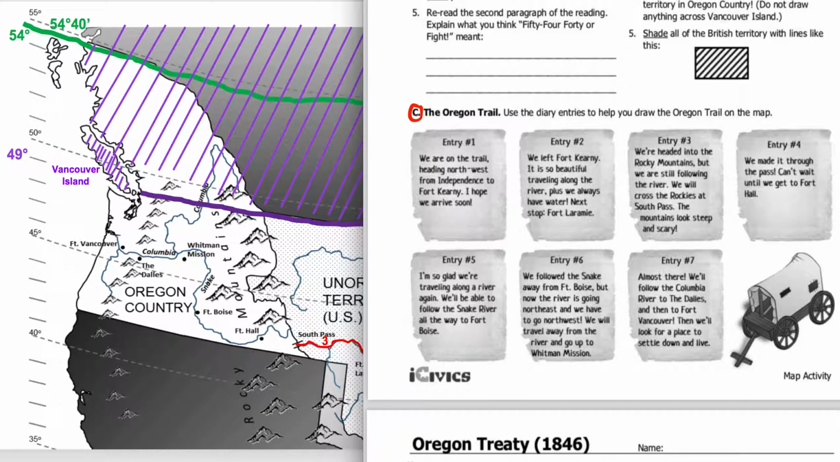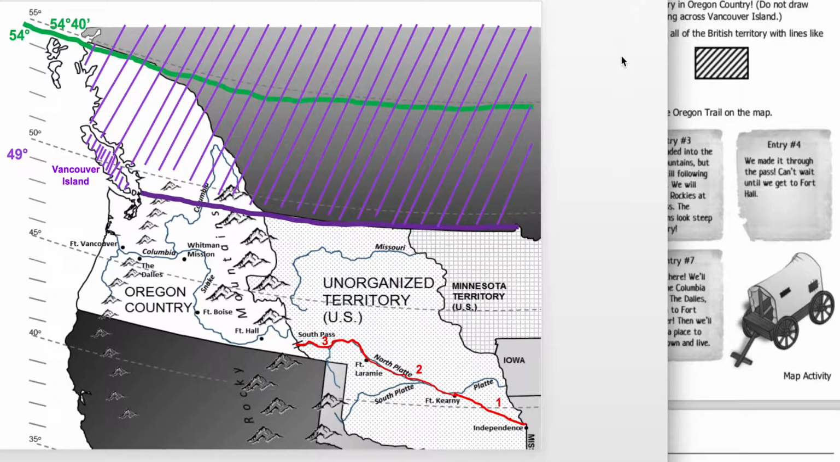Entry number 4. We made it through the pass. Can't wait until we get to Fort Hall. So we're going from South Pass to Fort Hall. Notice that there is no mention of a river here. And so again, grab your red colored pencil or marker and continue that to Fort Hall.